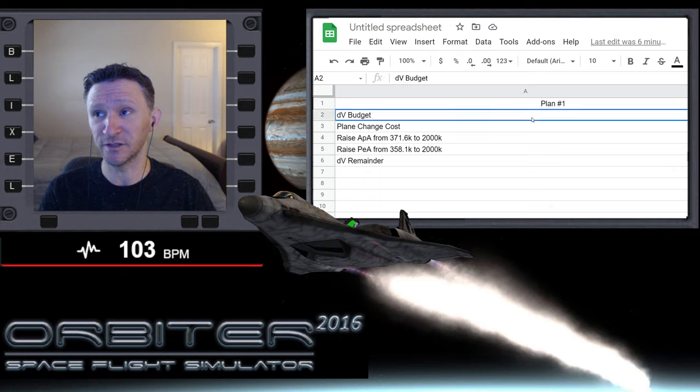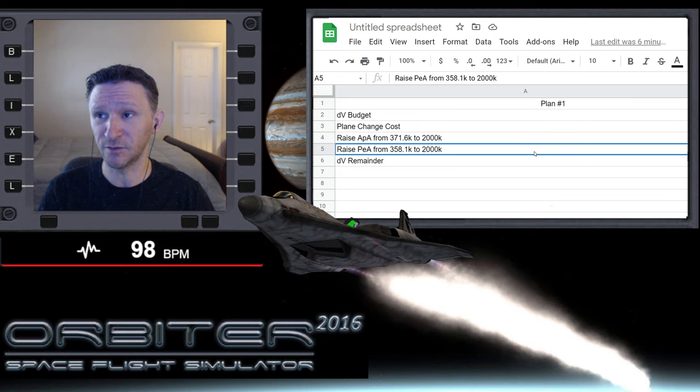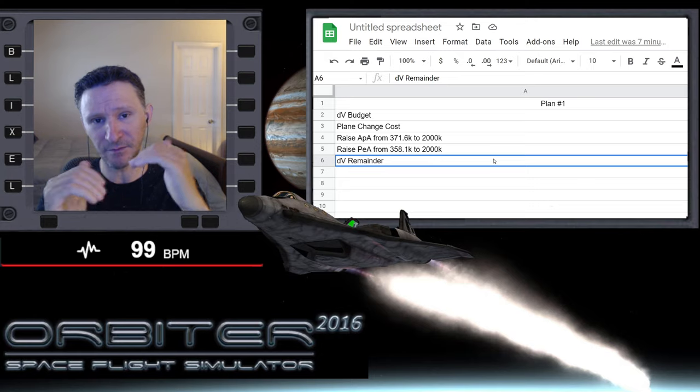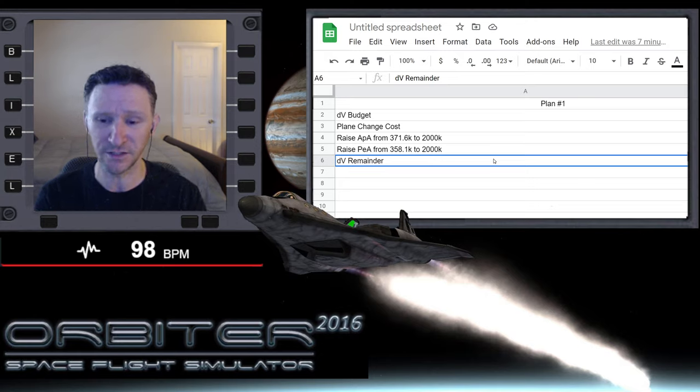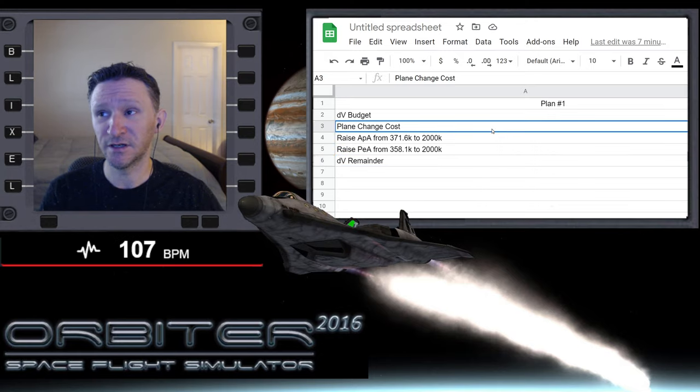So we're going to start with our delta V budget, and then we're going to subtract out the cost of the plane change, subtract out the cost of the orbital rendezvous, and then whatever delta V we have remaining would be the fuel that we'd be able to use to orient our vessel, to do those little cleanup burns here and there, you know, mid-course corrections, that kind of thing. So how much of a plane change is this going to cost? What is our plane change cost?